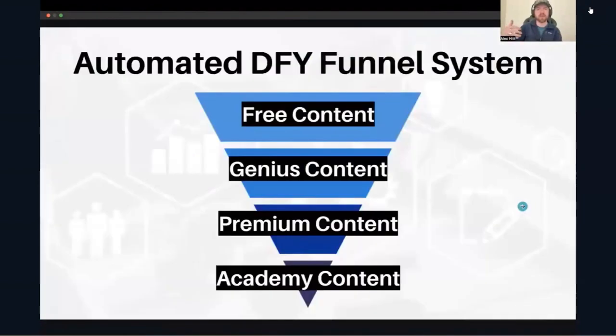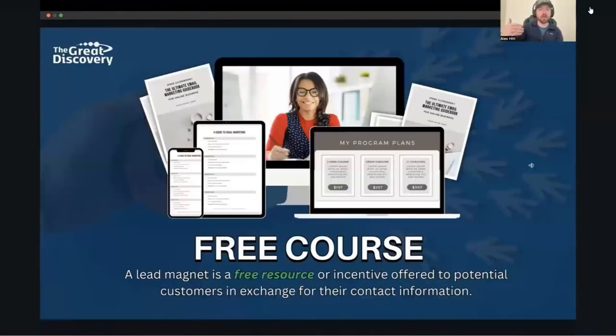And that's what I want to talk about now, is the automated done-for-you funneling system that the Great Discovery gives every single content provider or affiliate on the platform. So there are 4 different types of content that you can actually offer and sell on the platform: free, genius, premium, and academy. So on the Great Discovery, you can actually offer people free products, free courses, or what is called a lead magnet.